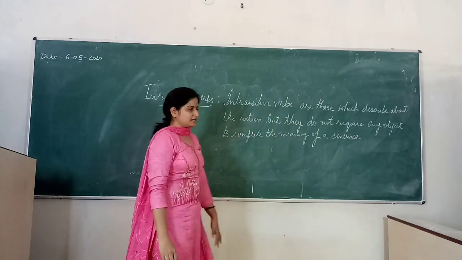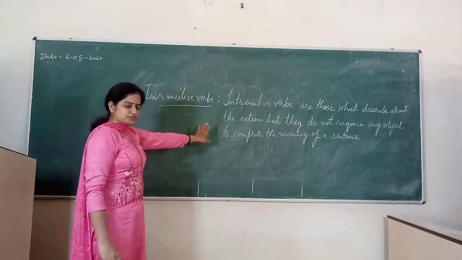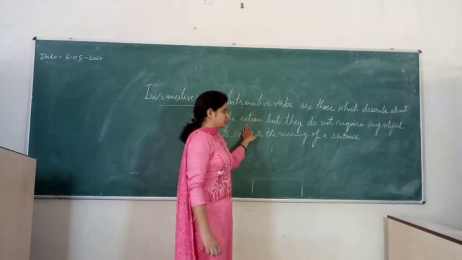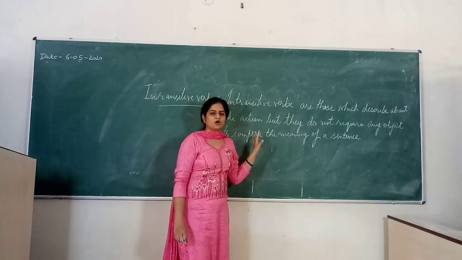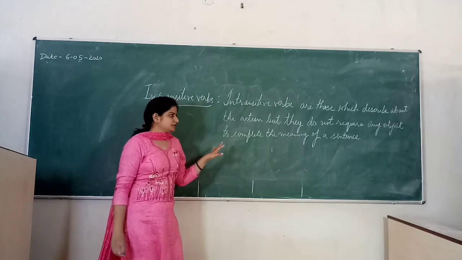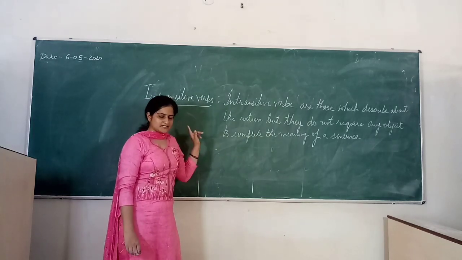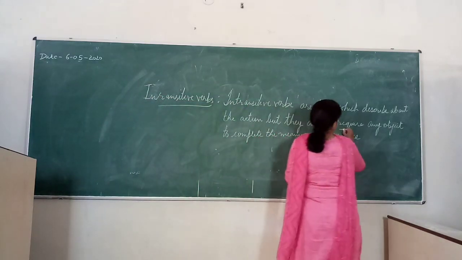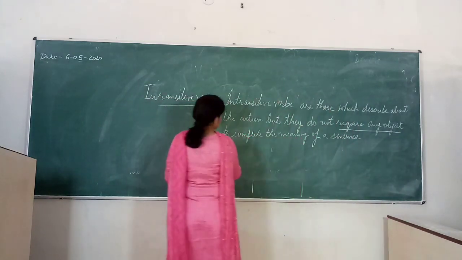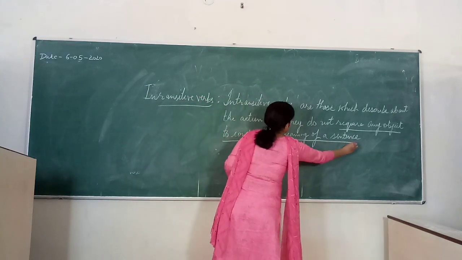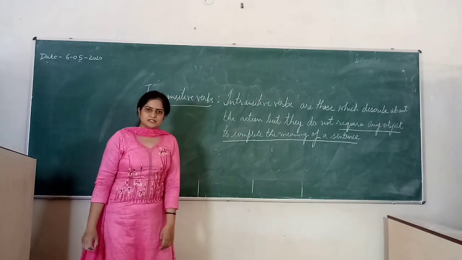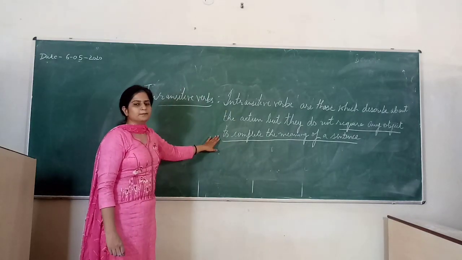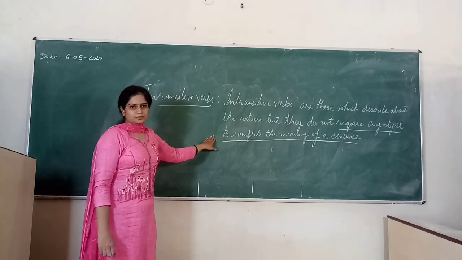Now what the definition says, that in intransitive verbs, these verbs describe about the action, but they do not take an object after them. That is quite opposite to the transitive verbs. What is the difference? The difference lies here, that these do not require any object to complete the meaning of a sentence, rather than the transitive verbs where this part is compulsory, that is, object should be there.